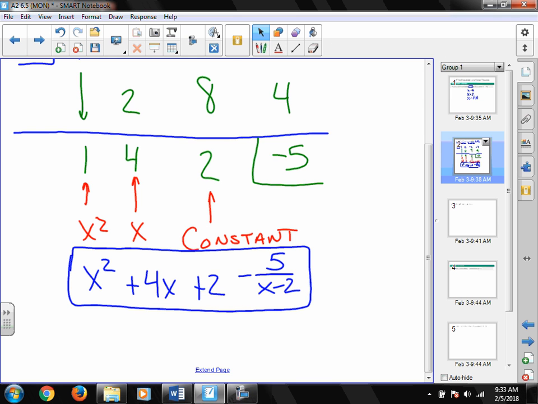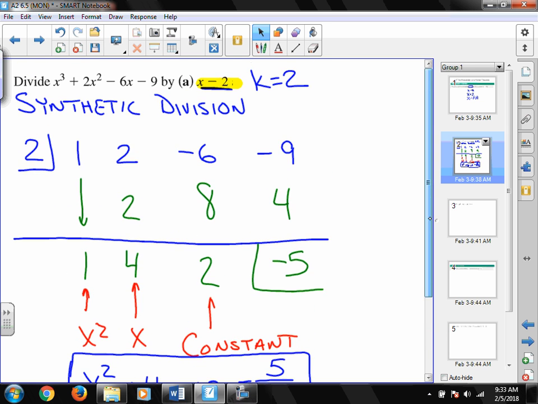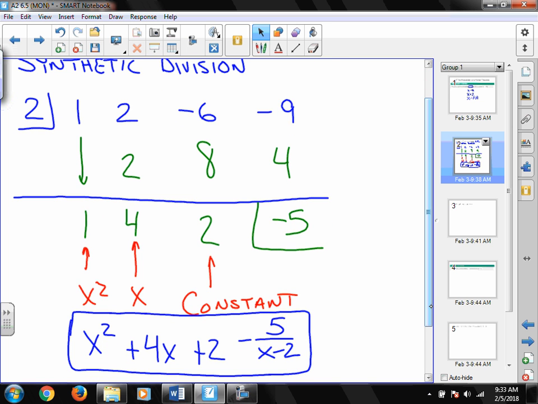x minus 2, so that's what we divided by. Then it would be 2x squared. Yep, those are your coefficients for the polynomial that you get when you divide. Good. Any other questions on that?